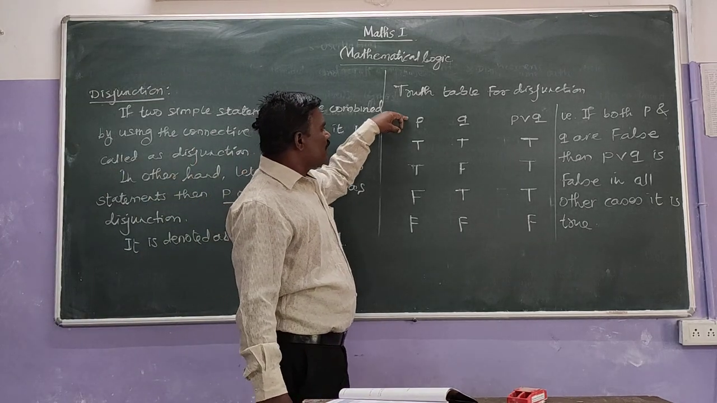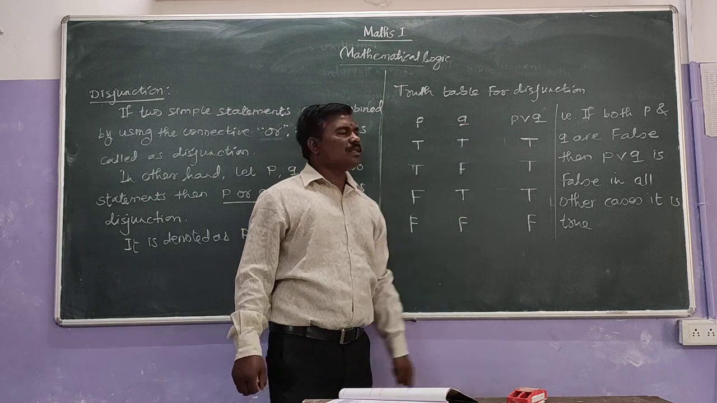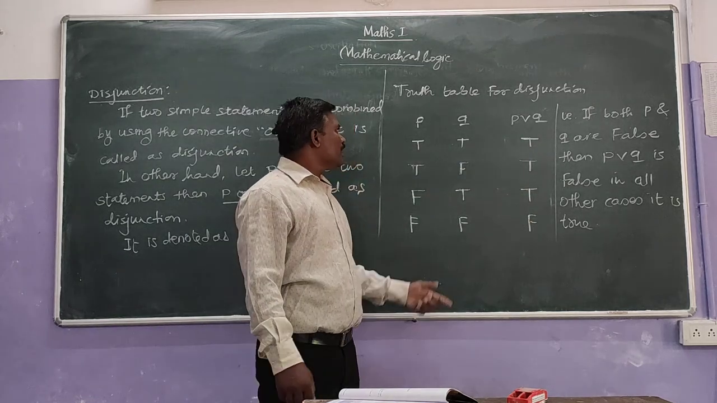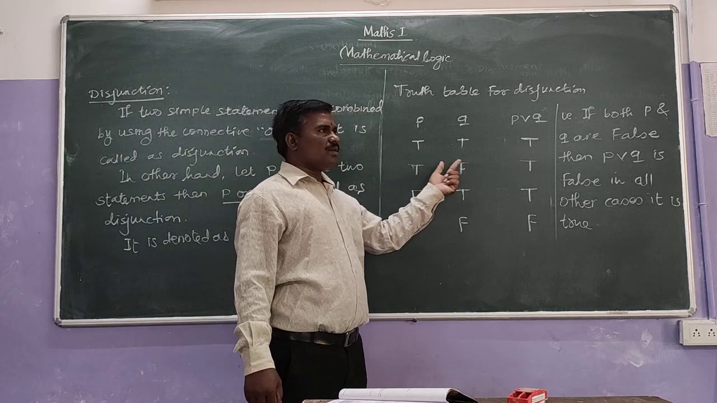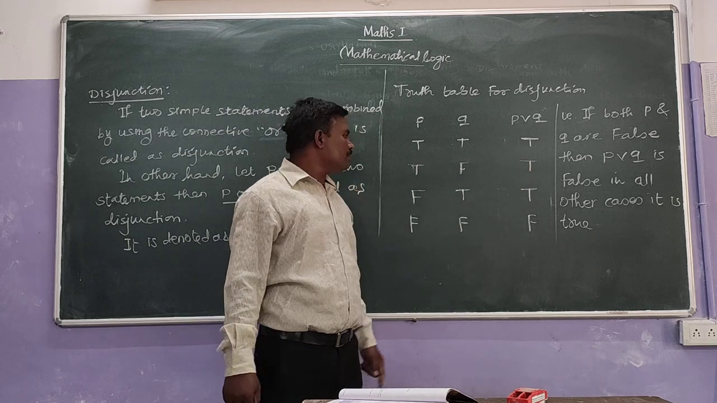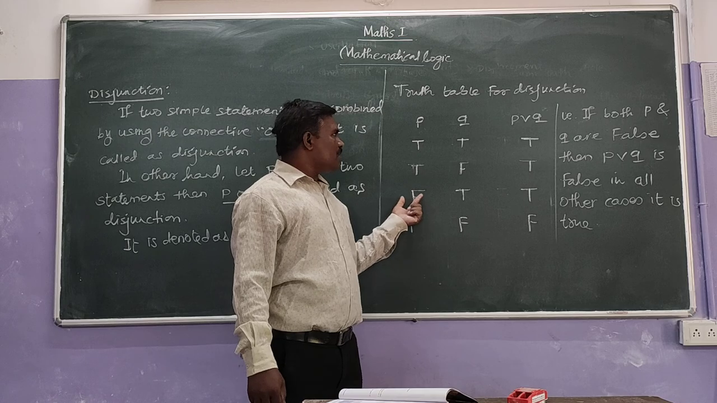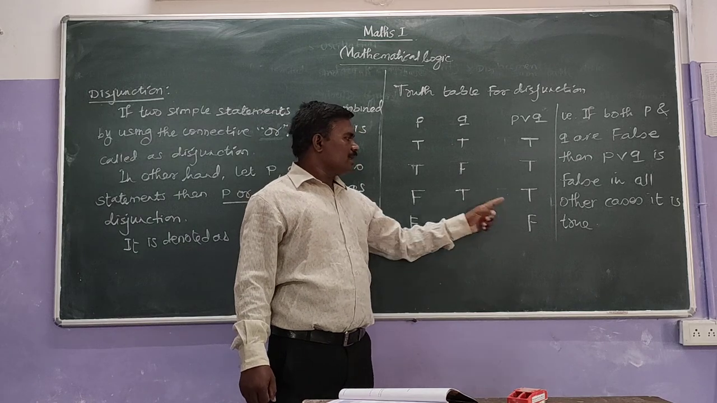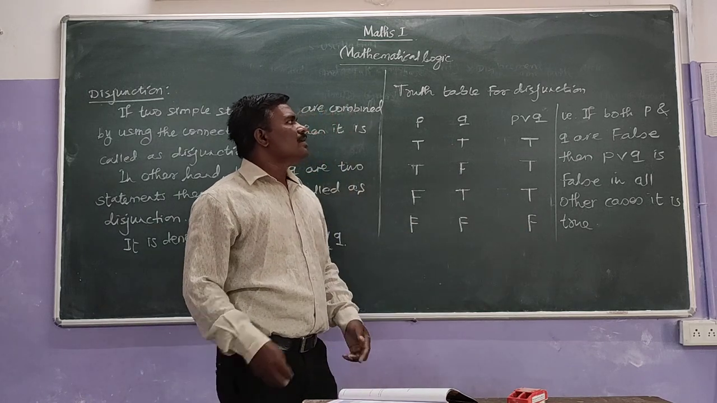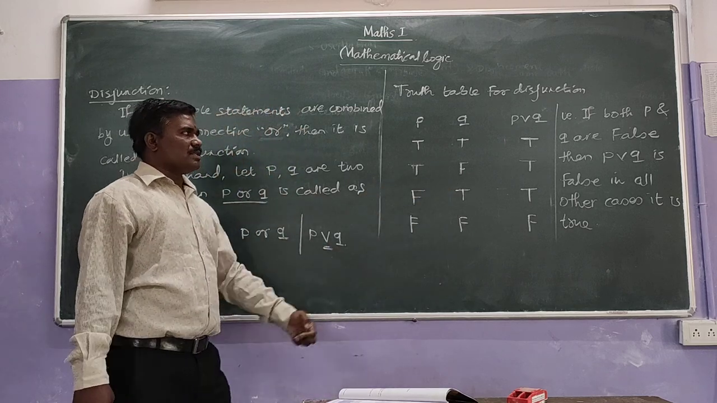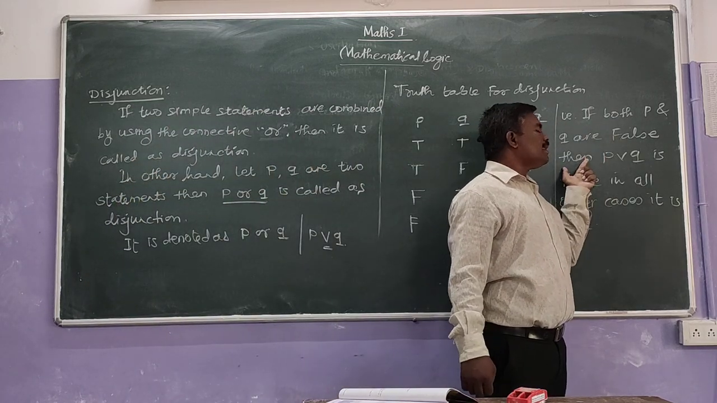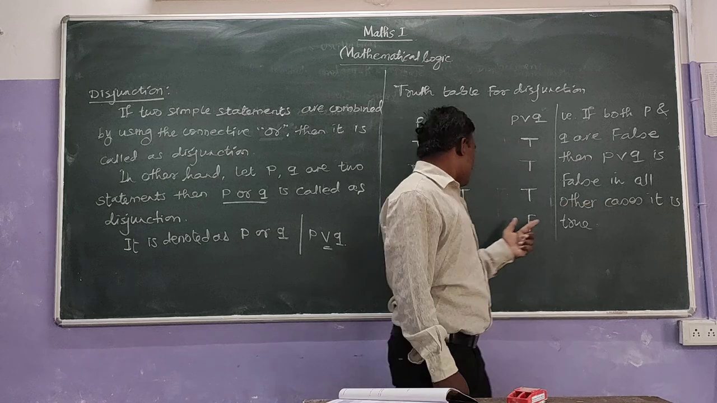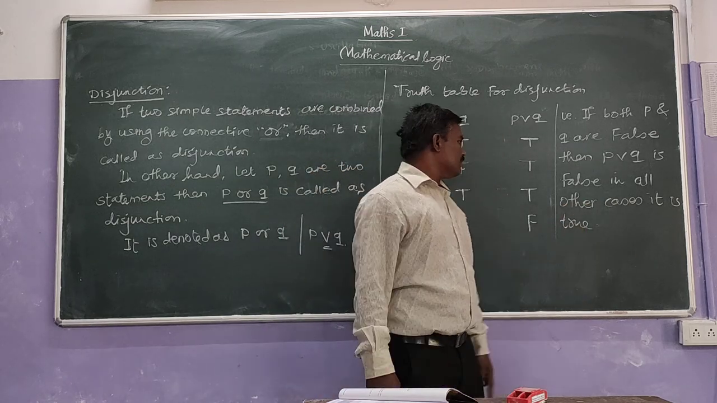First, the possible truth values of p and q for the disjunction p or q. First case: both are true, then its disjunction is true. Secondly, p is true and q is false, then its disjunction is again true. Third case: p is false and q is true, then again it is true. And here, if both p and q are false, then p disjunction q is false. In all other cases, it is true.